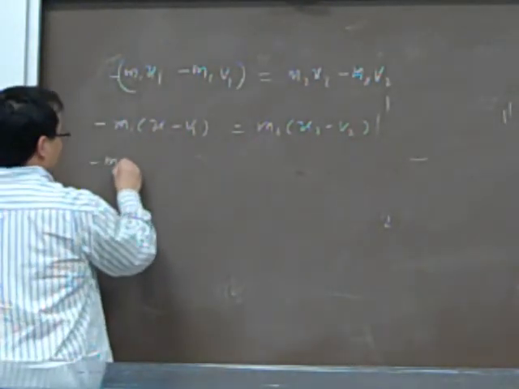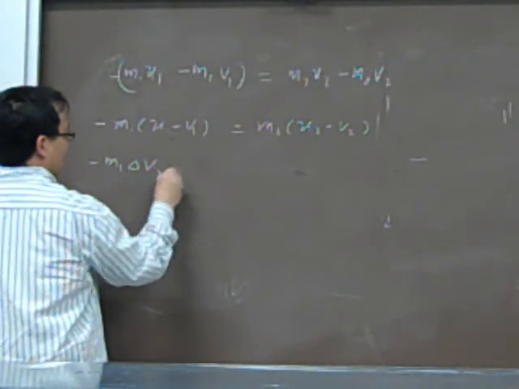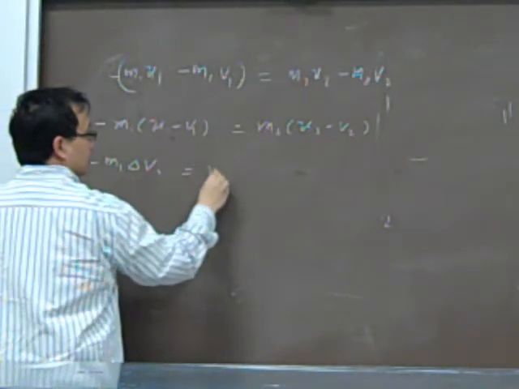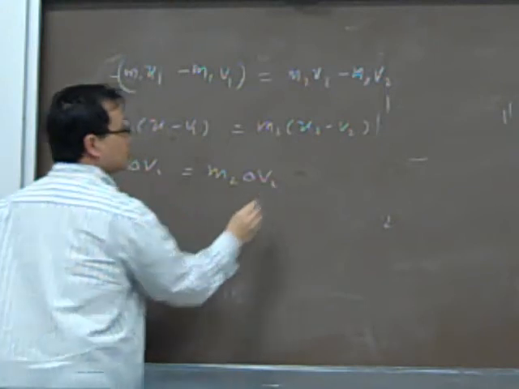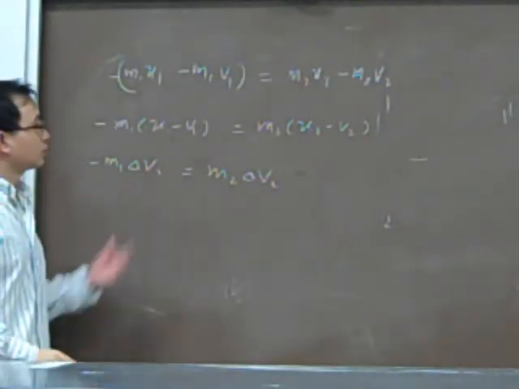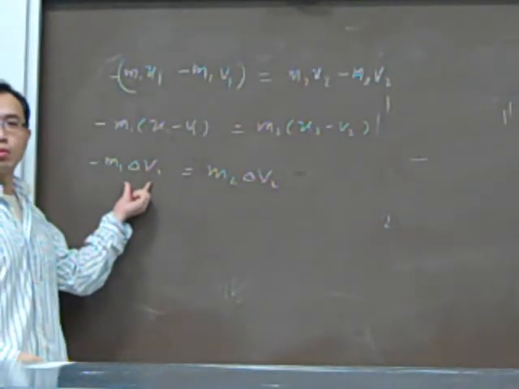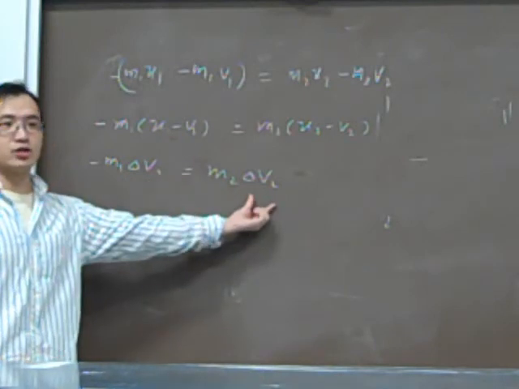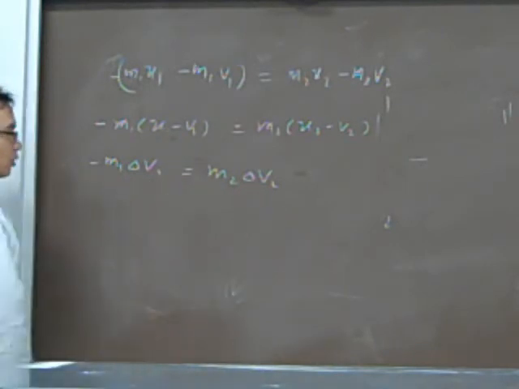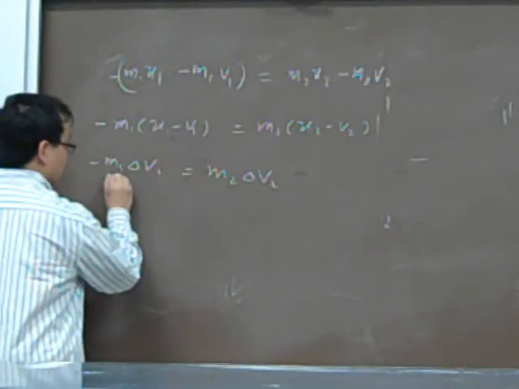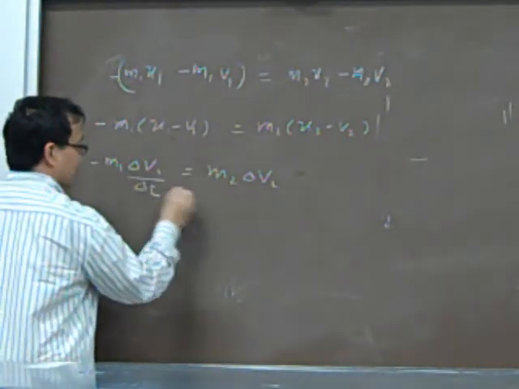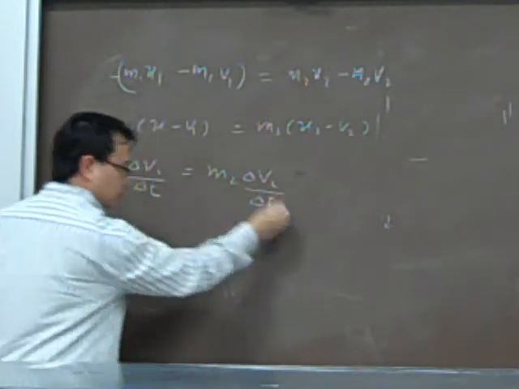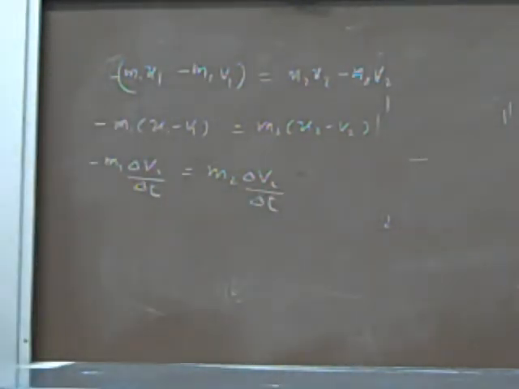So this is negative m1 delta v1, and this is m2 delta v2. Okay? The change in the velocity for object 1, change in the velocity for object 2. And now, that's the equation. So I can try to divide both sides by the time interval. The same collision, they have the same time interval, right? Now you can see what this and this are.